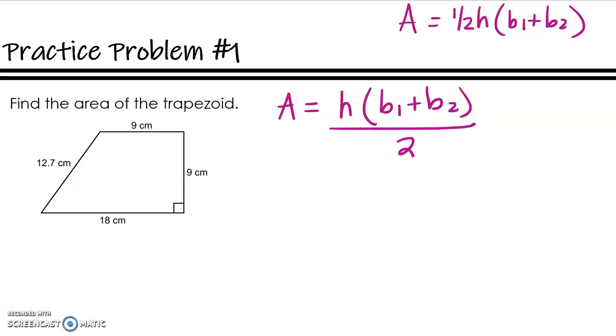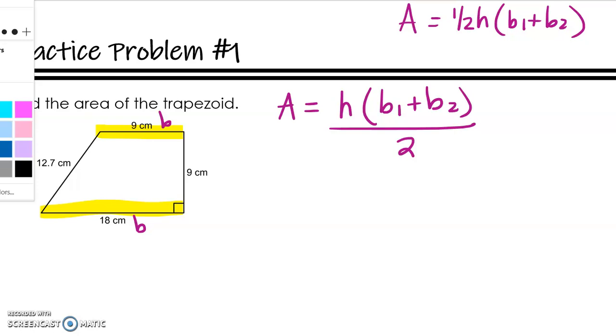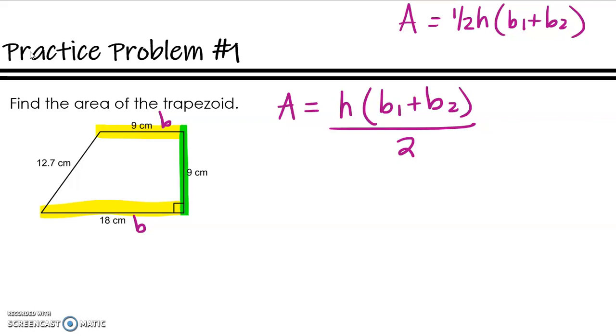The trickiest part is deciding, okay, what is a base, what's base 1, what's base 2, and what's the height. Remember that your bases are your parallel sides. So this side is parallel to the bottom. That's base 1 and base 2. It really doesn't matter. They're both a base. And then the height is the line perpendicular to those two bases. So what line connects them? 12.7 and 9 do. But 9 is going to be the height because 9 is the perpendicular line. It's the one that creates that right angle on either side.